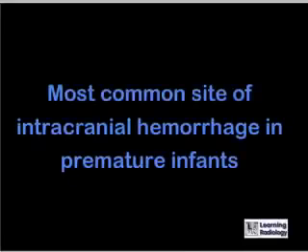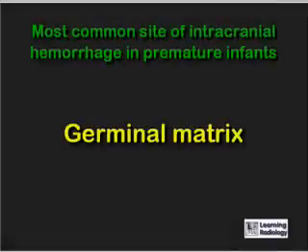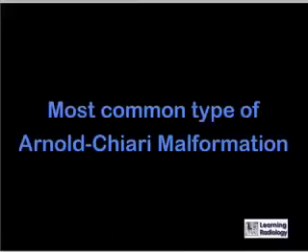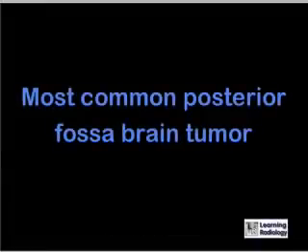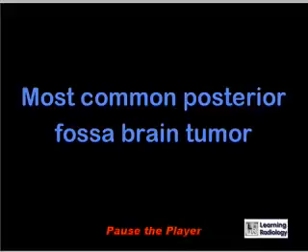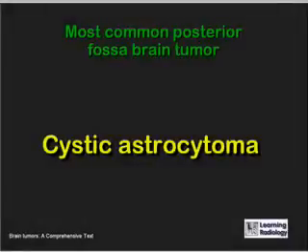What is the most common site of intracranial hemorrhage in premature infants? The germinal matrix. What is the most common type of Arnold-Chiari malformation? A Chiari II, which is almost always associated with the myelomeningocele. What is the most common posterior fossa brain tumor in the pediatric age group? A cystic astrocytoma.